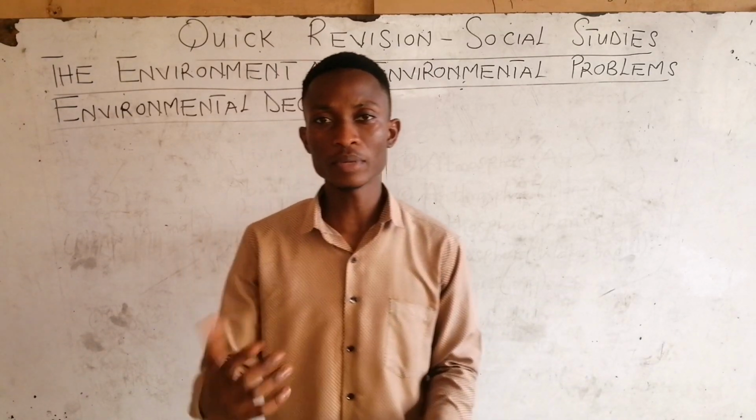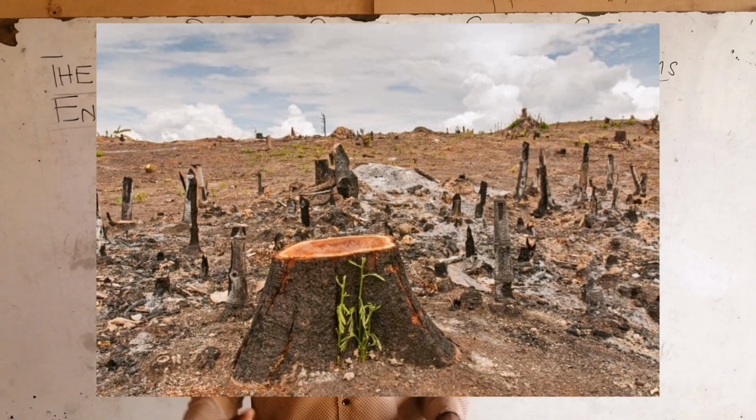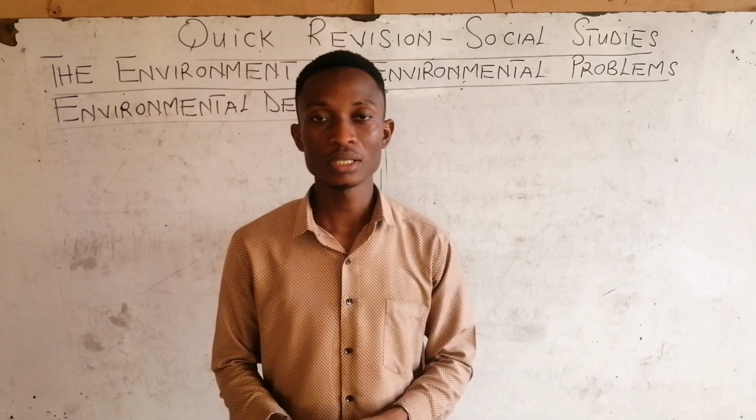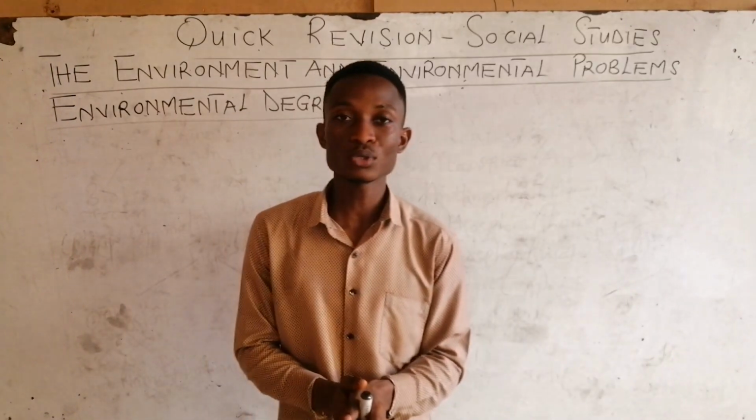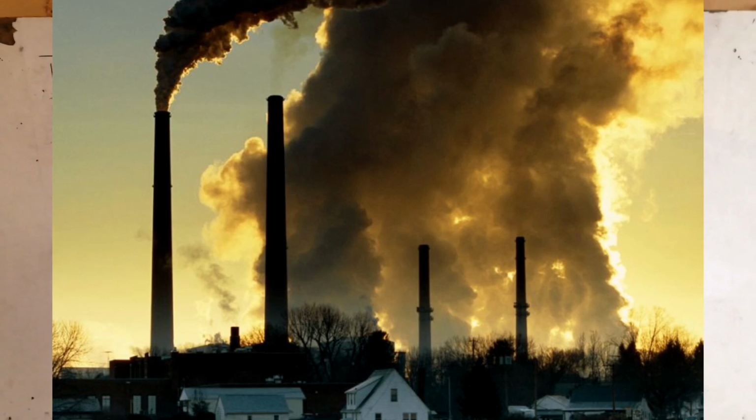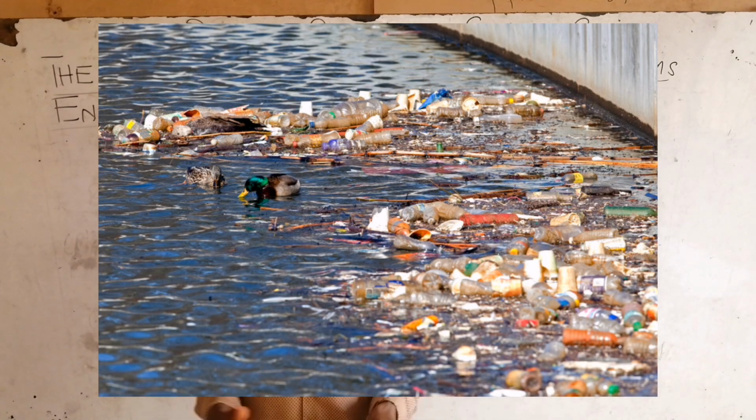We can talk of some environmental problems in Ghana. 1, poor sanitation or improper disposal of waste. 2, we can talk about indiscriminate cutting down of trees or deforestation. It is very rampant in Ghana. 3, we can talk of illegal mining, locally known as galamsey. We can also talk about air pollution. We can also talk about the improper methods of farming and fishing as well. We can also talk about the disposal of solid and liquid waste into water bodies. All these are called environmental problems.